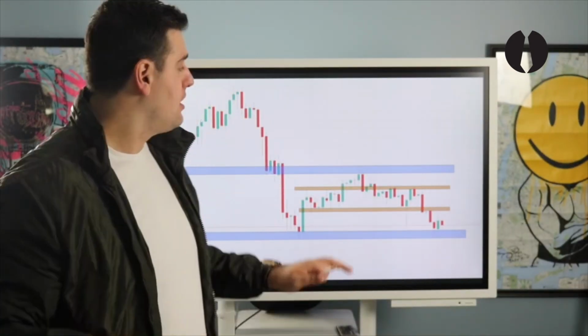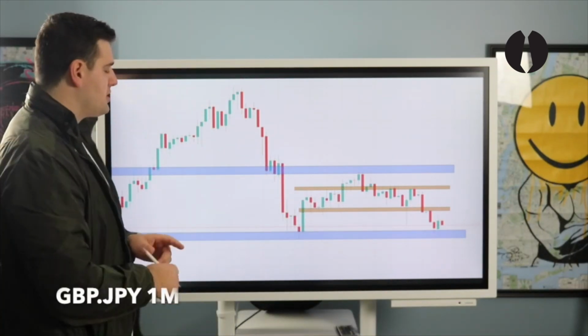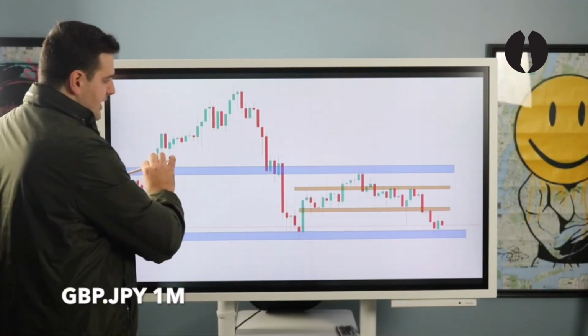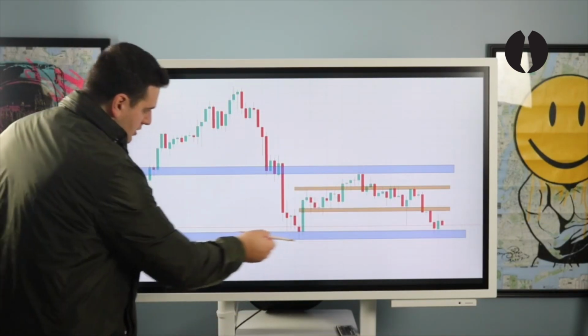Two analyses today: CAD yen and pound yen. Pull out the pound yen chart. We're going to start with that one first on the monthly time frame, as usual. What do we look for? Horizontal buy and sell sensitivity. So we see horizontal sell pressure, we see horizontal buy pressure.